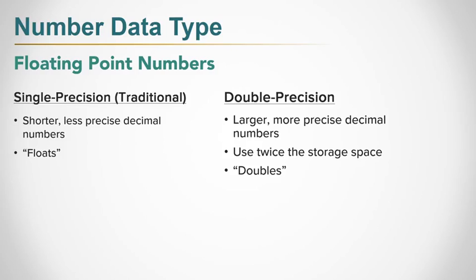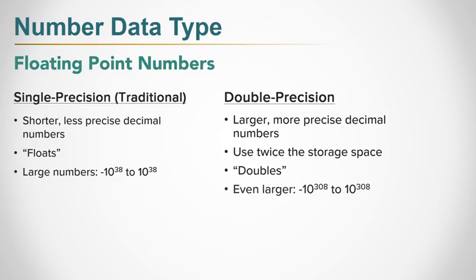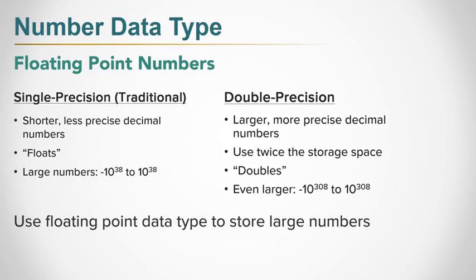Floats and doubles are more computationally expensive than integers, so you only use them when you need to. A single precision float uses the same amount of space as a long integer, but can store incredibly large values relative to a long integer, whether or not you are using the decimal place. It can store values between negative 10 to the 38th power and positive 10 to the 38th power. A double precision number is larger still, storing extremely large values between negative 10 to the 308th power and positive 10 to the 308th power. These are the data types you want to use if you need to store very large numbers.